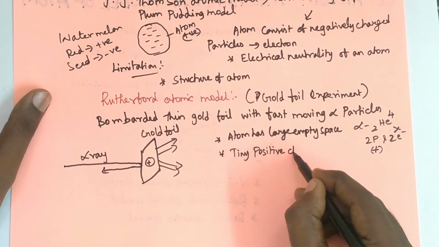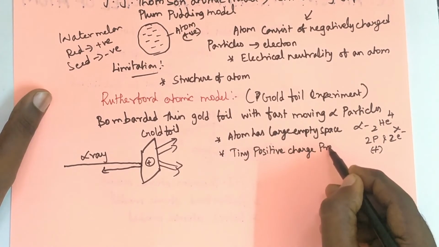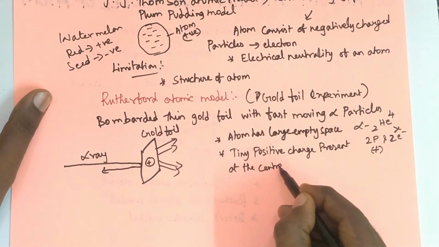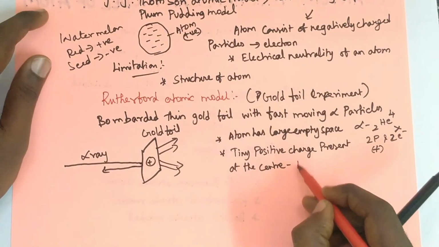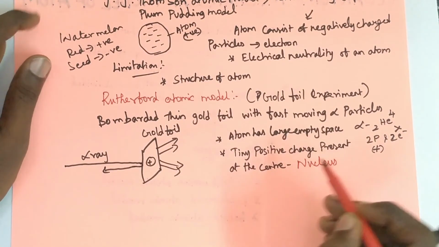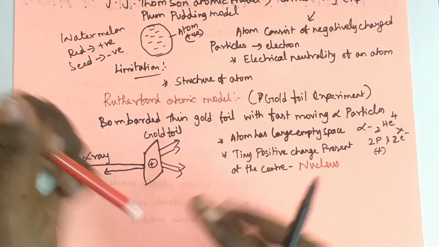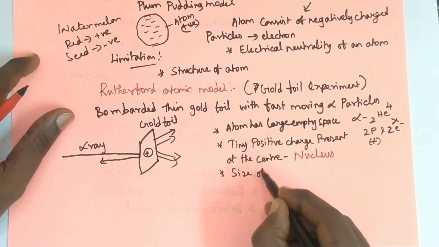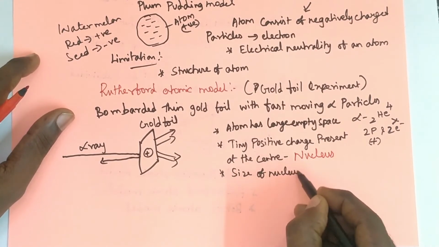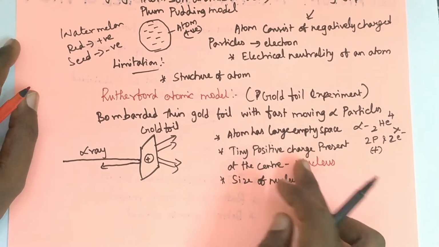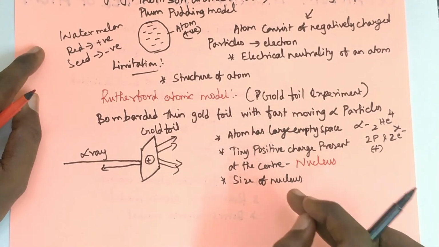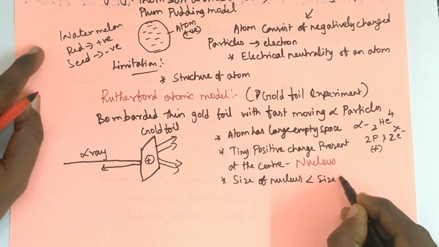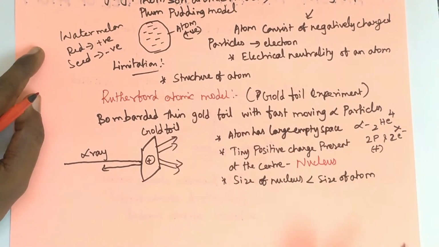This tiny positive charge is present at the center and is called the nucleus. Third, he said the size of the nucleus, being a tiny positive charge, will definitely be very small. The size of the nucleus is smaller than the size of the atom.